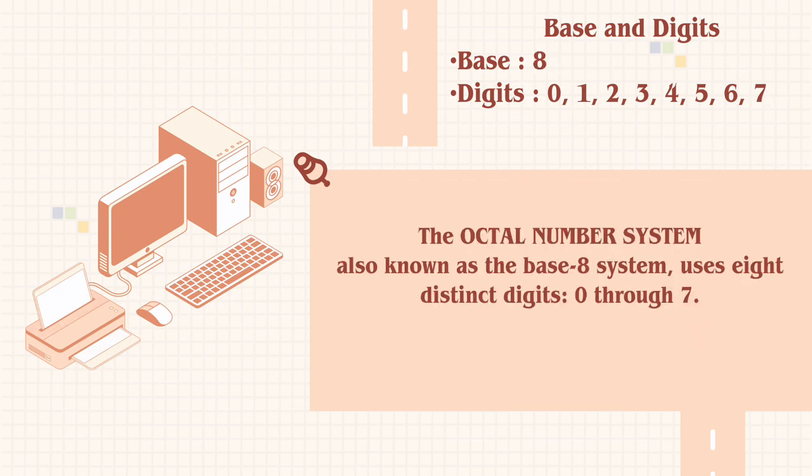Next is the octal number system. Also known as the base 8 system, uses 8 distinct digits, 0 through 7. Base is 8 and the digits are 0, 1, 2, 3, 4, 5, 6, 7.